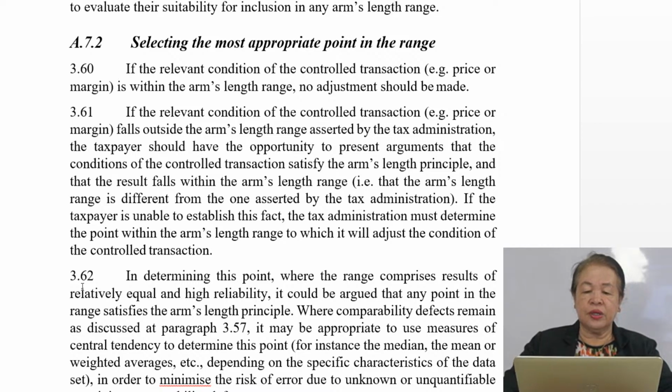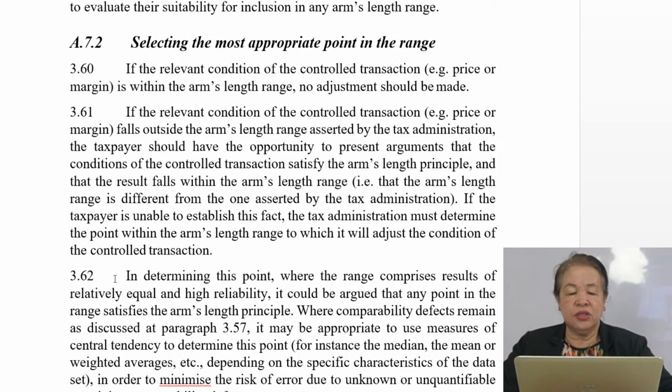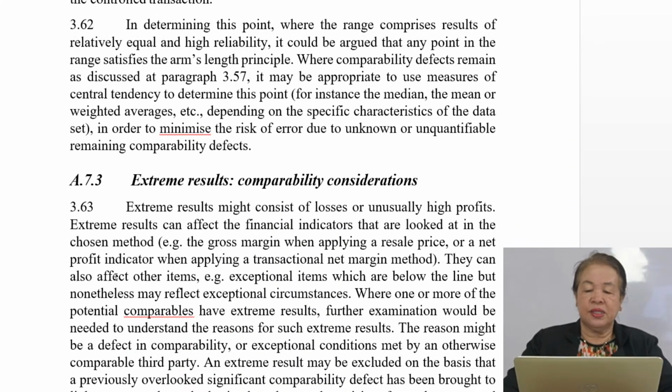No? So where comparability defects remain, as discussed at paragraph 3.57, it may be appropriate to use measures of central tendency to determine this point. For instance, the median, the mean, or weighted averages. No? So depending on the specific characteristics of the data set. No? In order to minimize the risk of error due to unknown or unquantifiable remaining comparability defects.